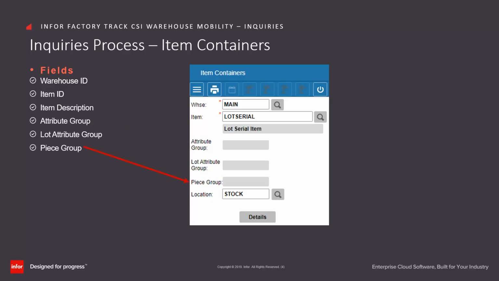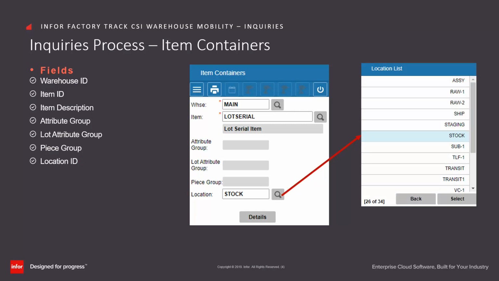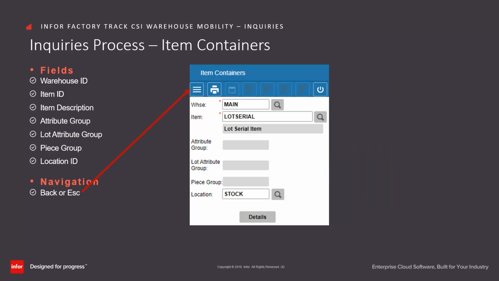group. If you'd like to filter the query to only view containers in a specific location, enter or select from the drop-down the desired location. Leave blank to view containers in all locations. To cancel, click on the Back button. To continue, click on the Details button.